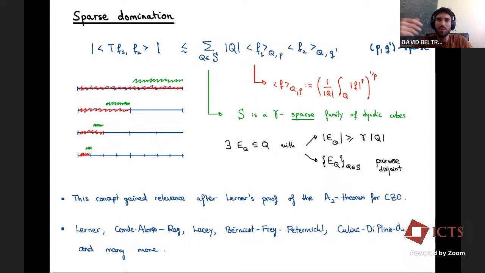The question has been posed whether these types of bounds can be obtained for several different operators. And just to name a few, important contributions have been made by Lerner, Conde-Alonso and Guillermo Rey, by Michael Lacey, by Bernicot, Frey, and Petermichl, and Culiuc, Di Plinio, and many more. Here, again, the list is by no means exhaustive, and there have been many other contributions by many authors.